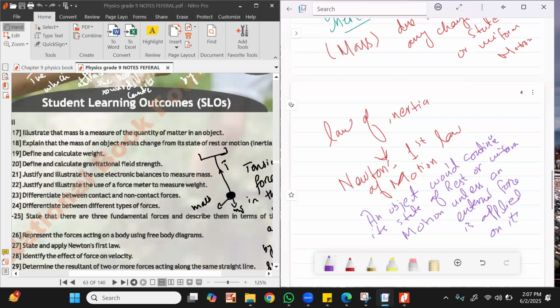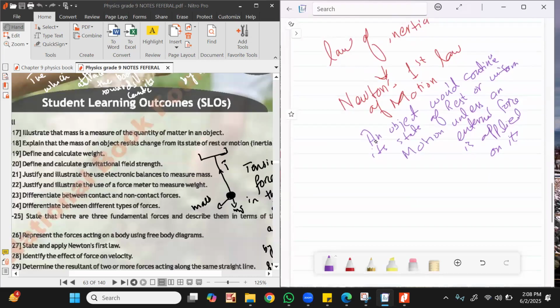Then the next thing is calculate and define weight. How do we define weight? When gravity acts on the mass, the force that is applied on the mass is called weight. In other words, the force with which the earth attracts the body towards its center is known as weight.